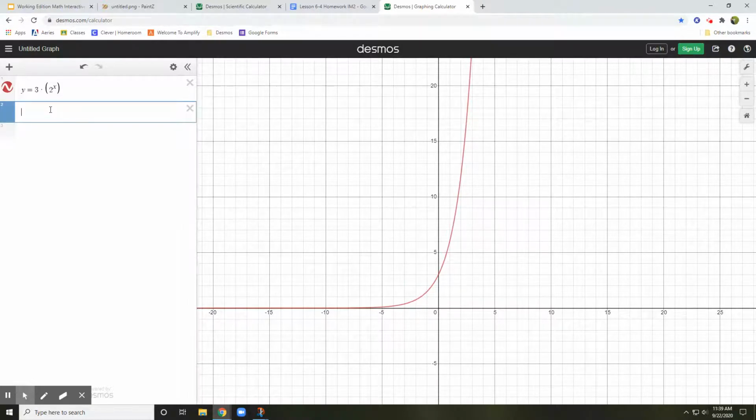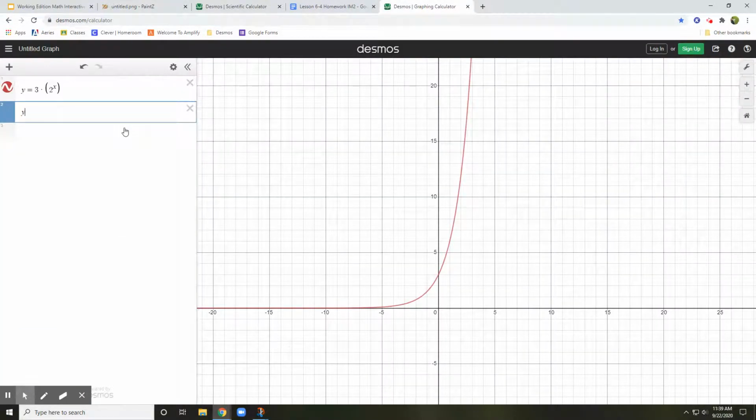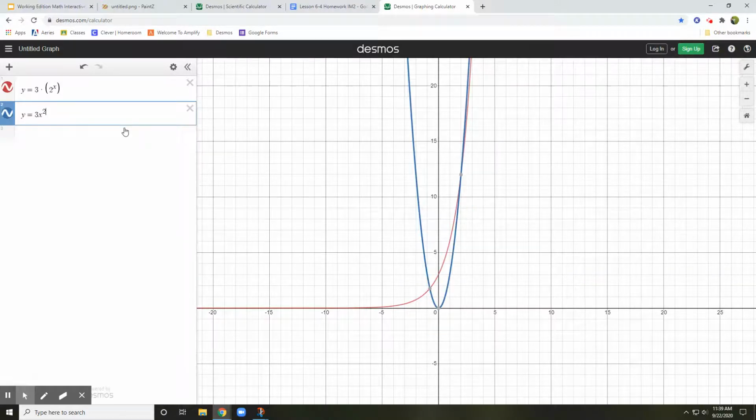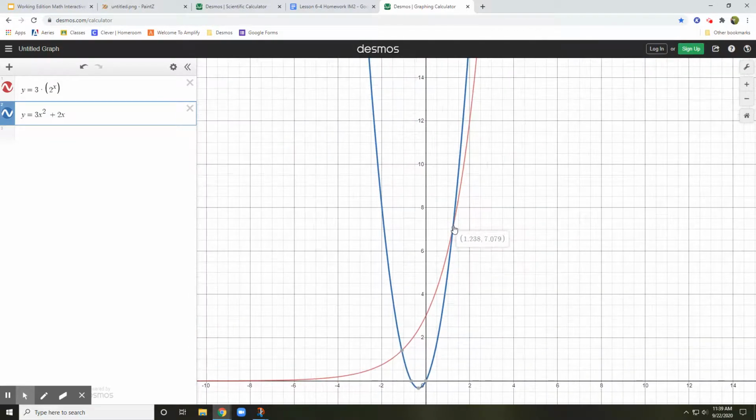And then on this one, we're going to have, it was a complicated one, I think, wasn't it? 3x squared plus 2x. Oh, look. Here's where they cross. So they're going to cross at 1.2. Wow.